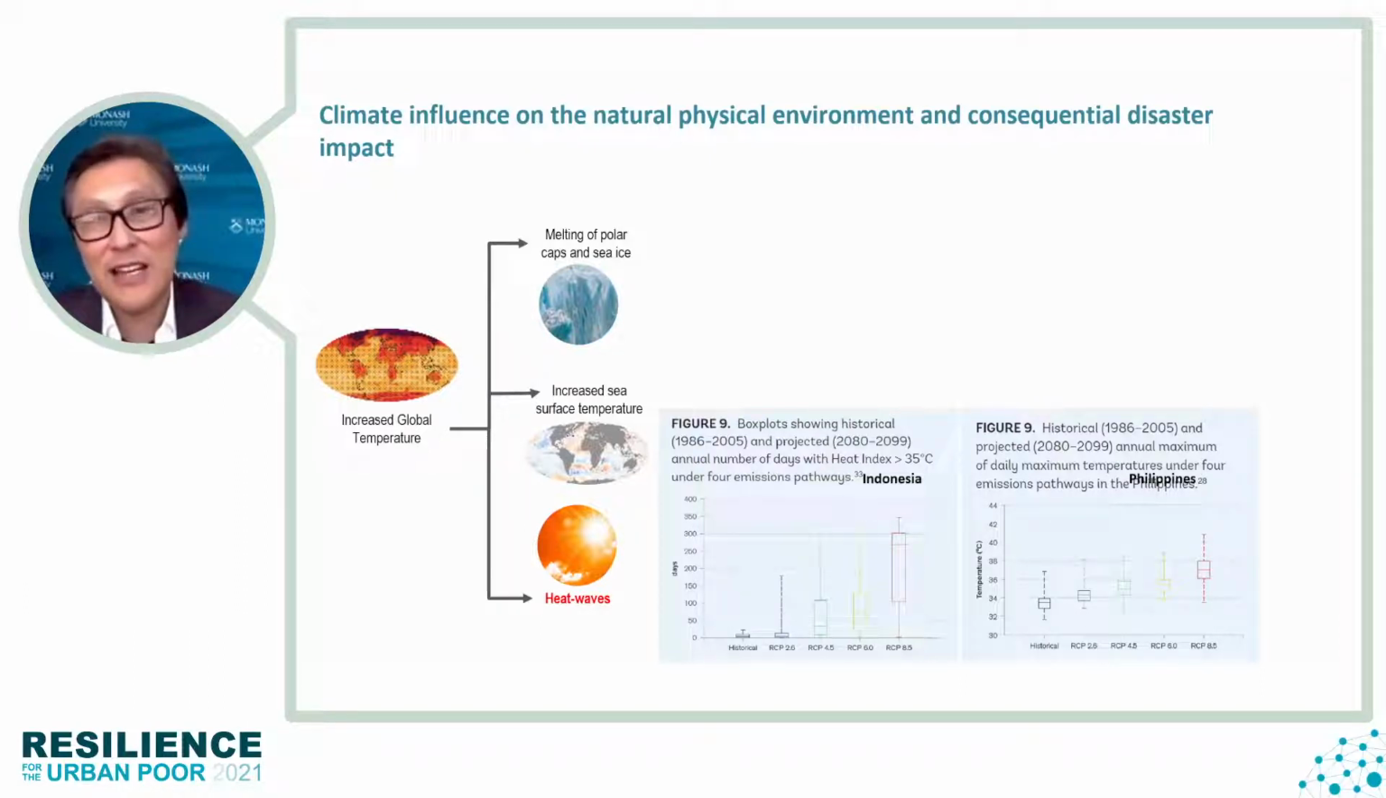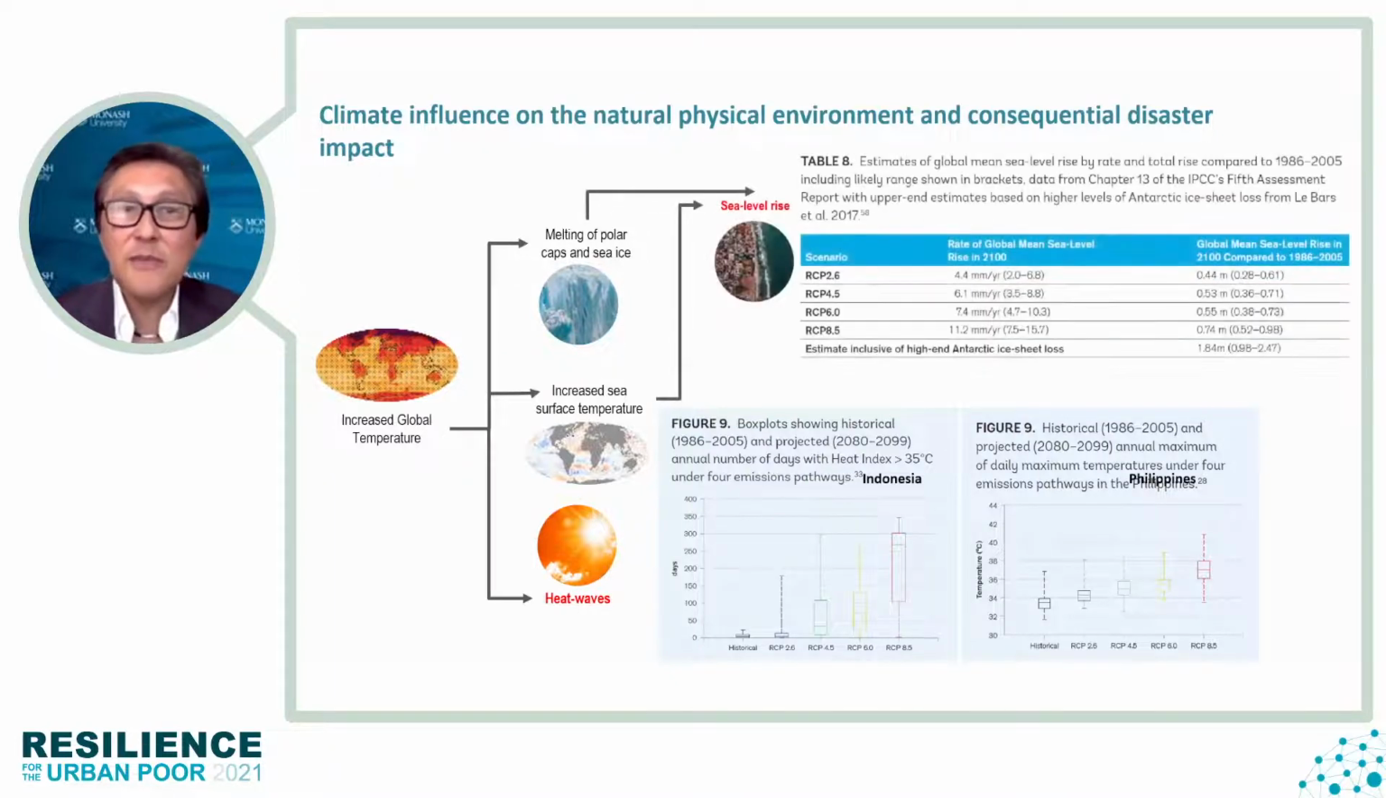And in the work that I've done in the past looking at slum environments, informal settlements, we found that the impact on informal settlements is even greater in terms of the frequency and severity of heat wave conditions. The combination of increased sea surface temperature and the melting of the polar caps and sea ice will lead to sea level rise, which is another of the hazards that we need to think about.